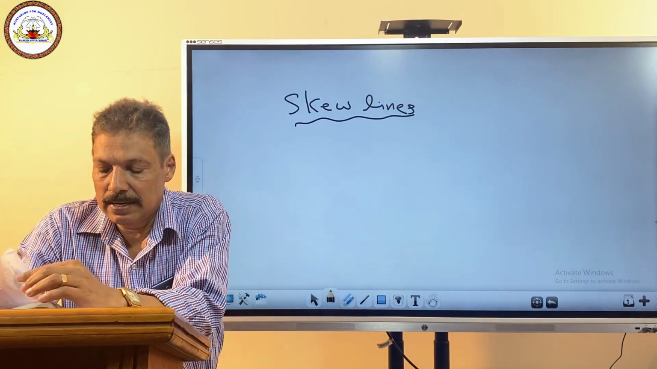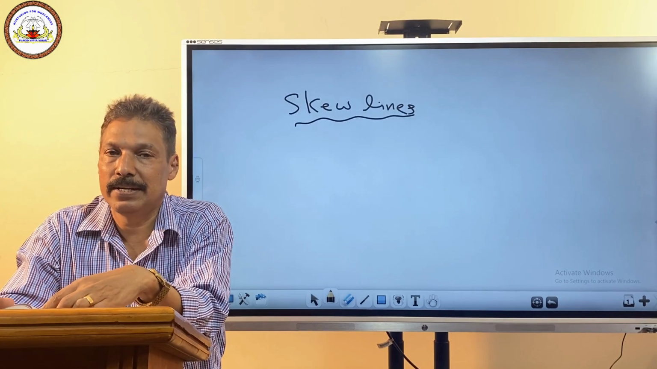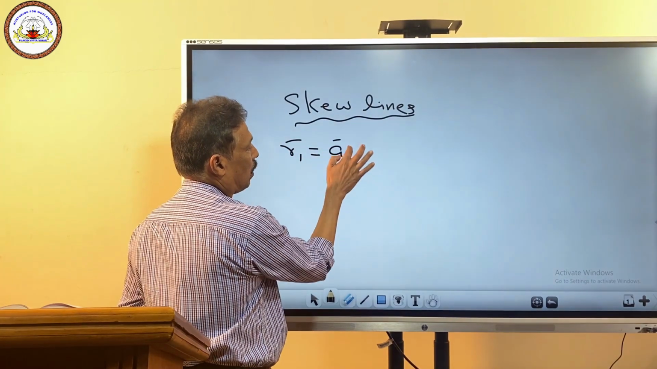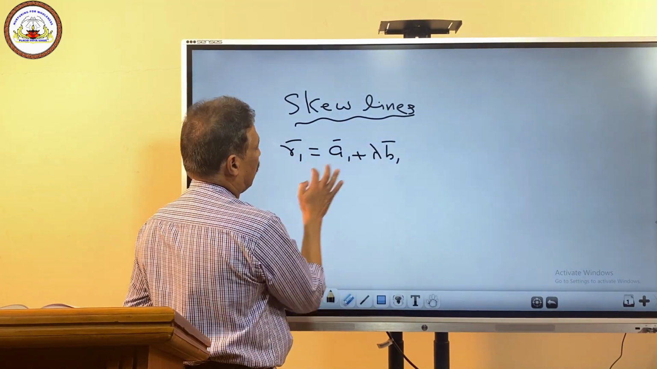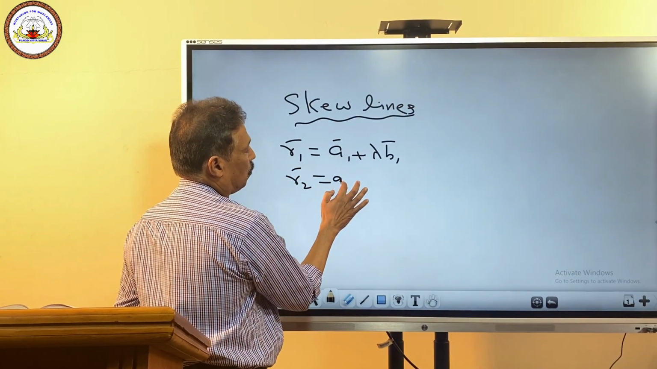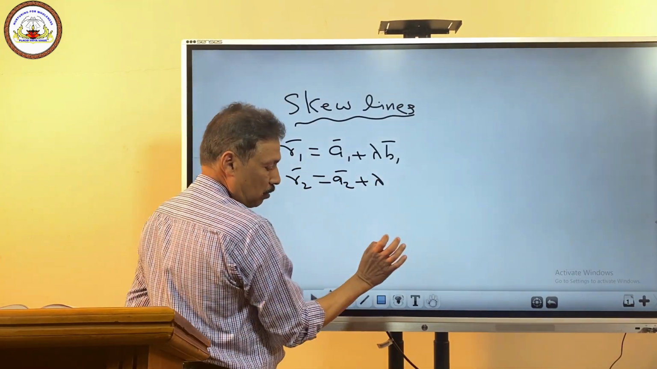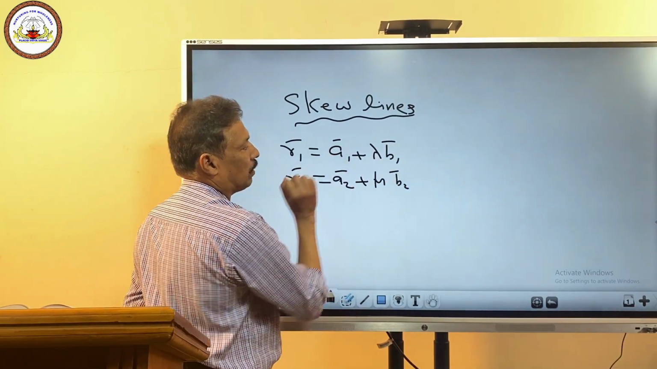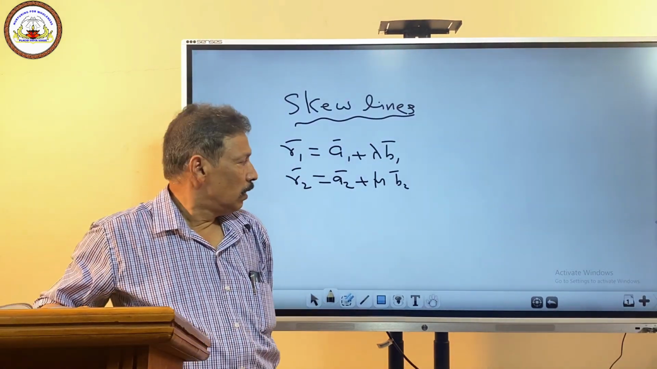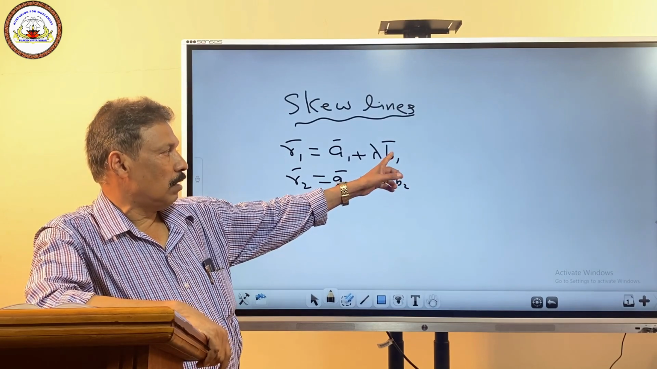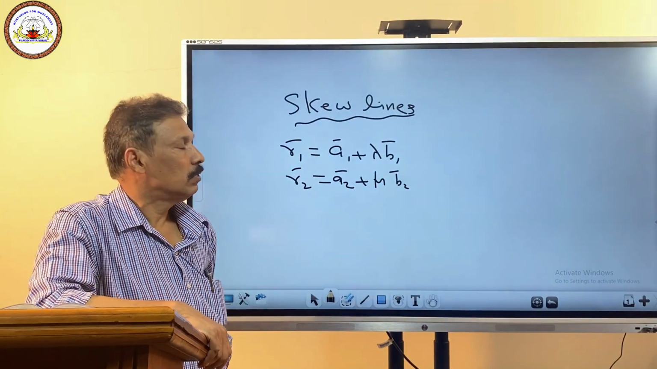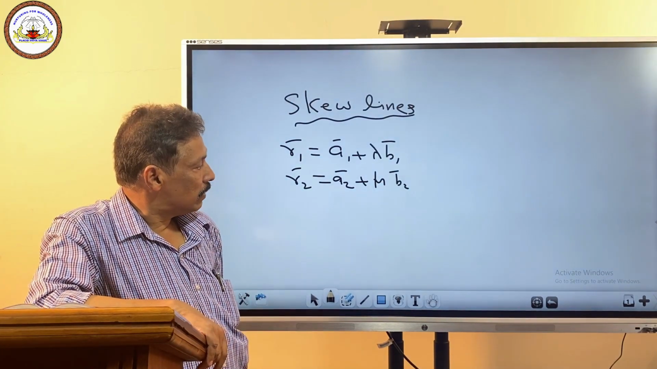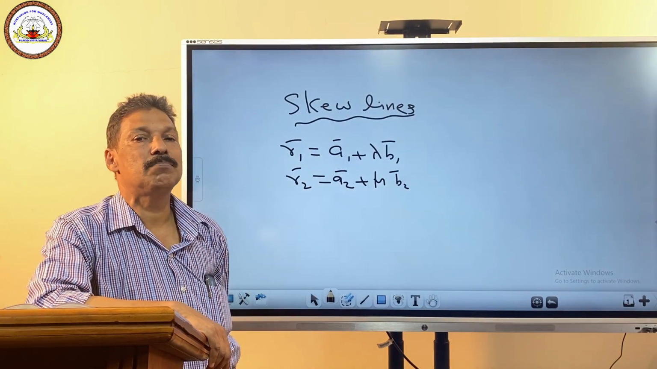Then we deal with the distance between two skew lines. The first line is taken as R1 bar equal to A1 bar plus lambda B1 bar, and R2 bar equal to A2 bar plus mu into B2 bar. Two lines are given. If B1 is not parallel to B2, then we say these two lines are skew lines, lying in different planes. We have to find the distance between them.